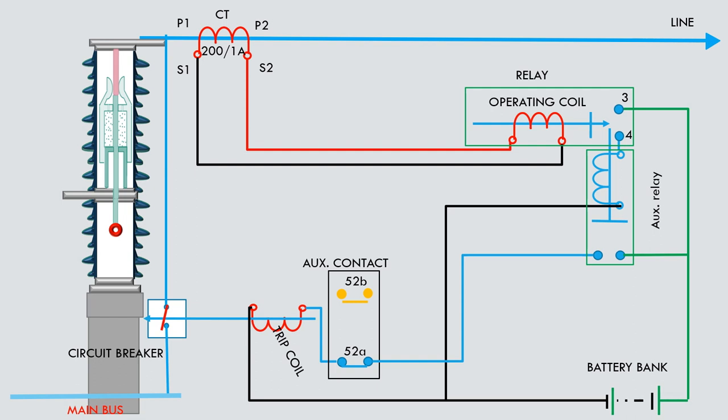The operating coil of the relay invariably bears the current without making its contact at number 3 and 4. But when the flow of current through P1 and P2 of the CT reaches beyond 200 ampere, suppose 210 ampere and so on, either normal or abnormal, that is faulty condition, the CT secondary current will be increased in proportion, that is, actuating current will be beyond 1 ampere, and then the operating coil of the relay makes its contact within preset time and gives a command through auxiliary relay to the circuit breaker to trip, that is, to be switched off.